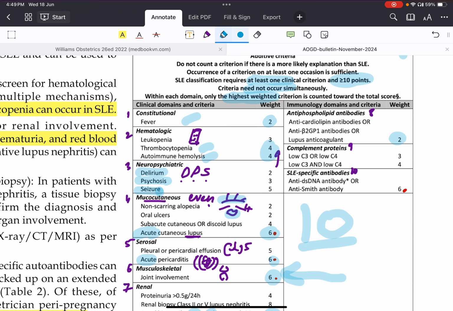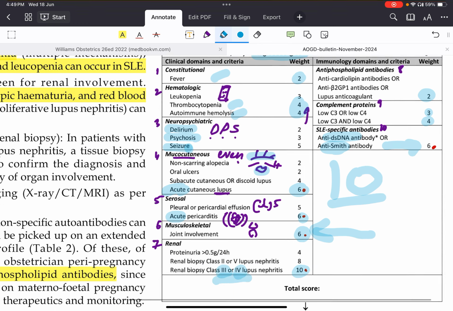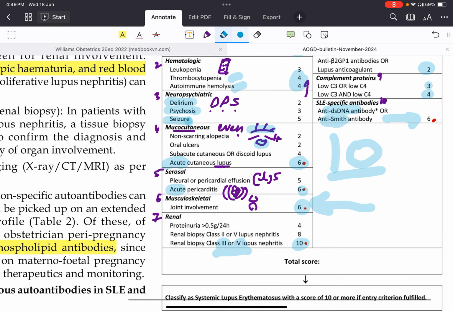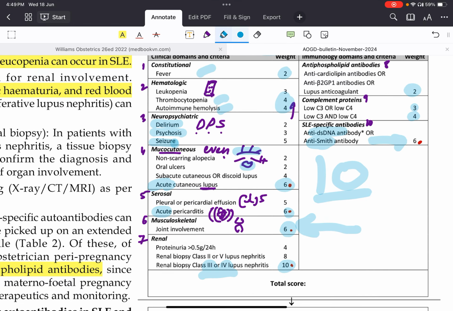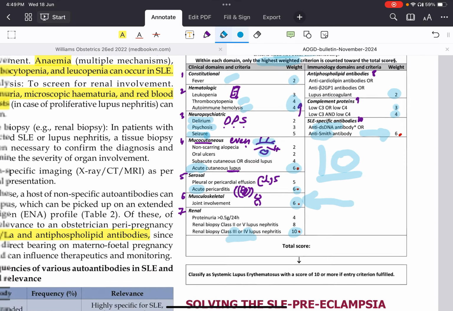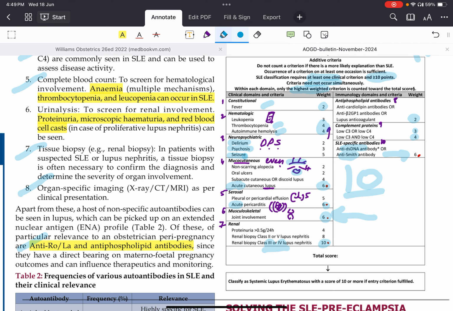Coming to complement proteins, if C3 or C4 is low, then it is 3. If both C3 and C4 are low, then it is 4. Antibodies, I told already, the specific antibodies, Smith and anti-dsDNA, is 6. So 6 is something like acute pericarditis, joint involvement, and antibodies, which I think you remember easily. After this video, I think you can write some more of the other things. I'll just revise this.